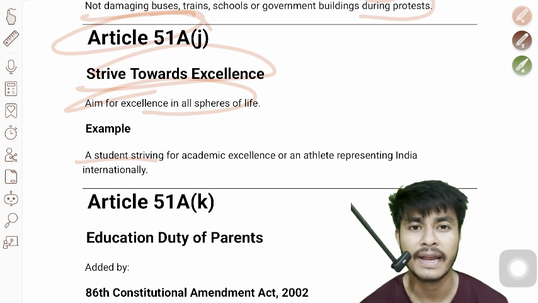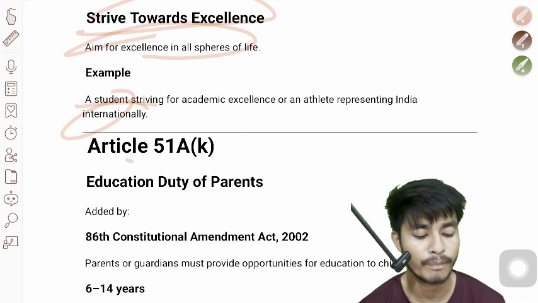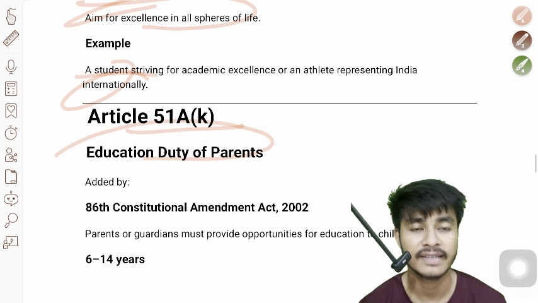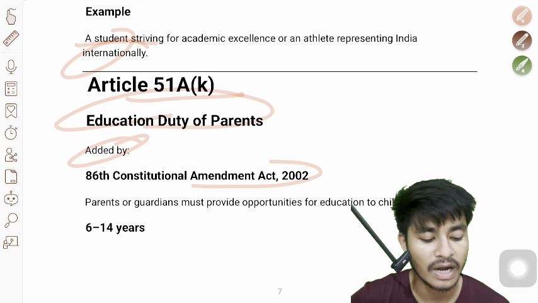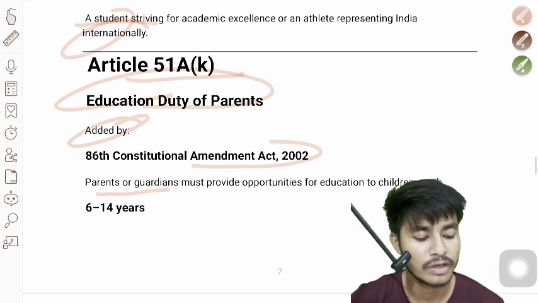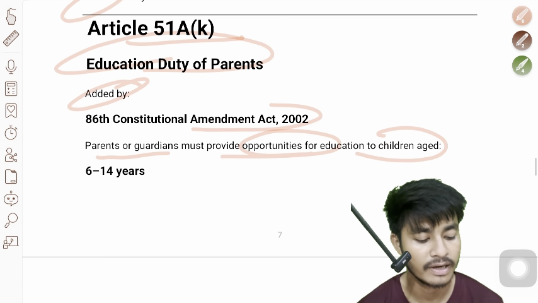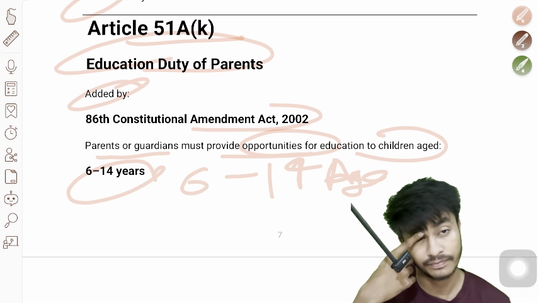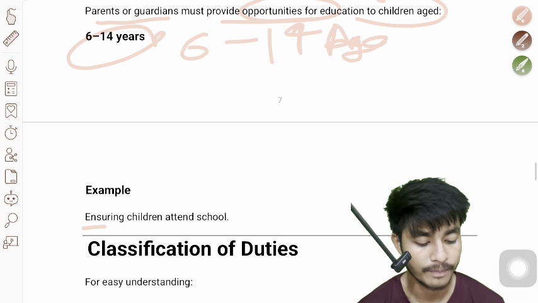Article 51A, subclause K talks about the education duty of parents, added by the 86th Constitutional Amendment Act 2002. Parents or guardians must provide opportunity for education to children aged 6 to 14, which we already discussed under fundamental rights. Example: ensuring children attend school.